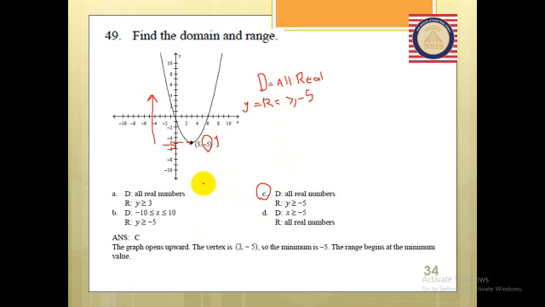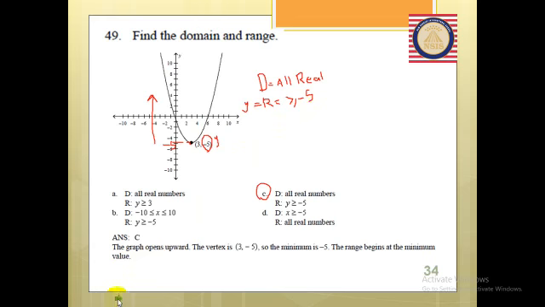Again, the domain for any quadratic function is all the real numbers. What about the range? I get it from the values of the y. And from where will I start the values of y? From the vertex. What is the value of y here? It's -5. And because it opens upward, I'm going from -5 and up. How can I write it with math? Greater than or equal to -5.